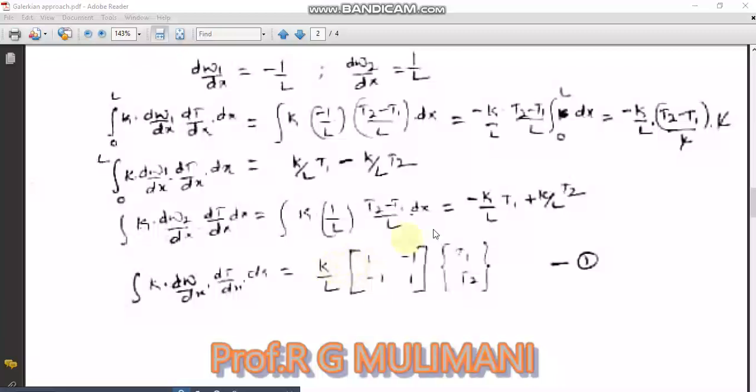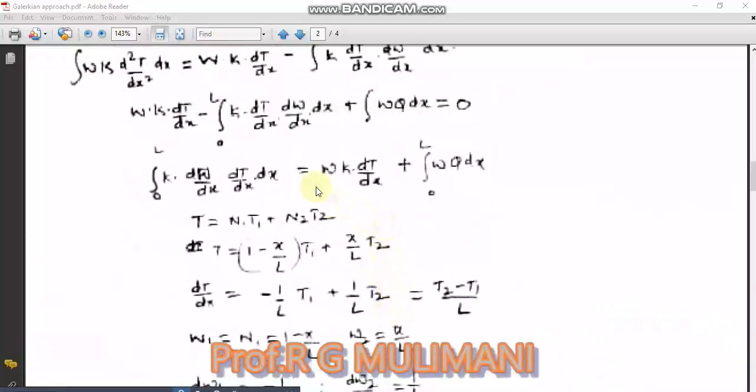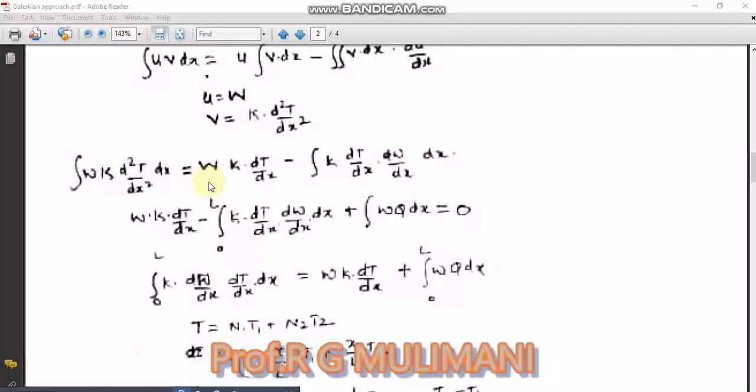Considering the first equation, what is the coefficient of T1 here? This minus and plus, so the coefficient is 1. The coefficient of T2 is minus 1. In the second equation, the coefficient of T1 is minus 1, and the coefficient of T2 is 1. So k by L, 1 minus 1, minus 1 1, times T1 and T2. Now we have got the left side term.